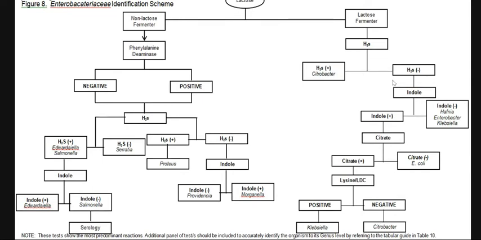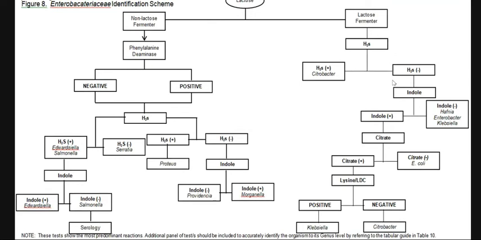But if this is positive, check the citrate. If it is citrate negative, then more likely this is E. coli. So if you go back to the upper portion of the algorithm, if it is H2S negative, indole positive, citrate negative, then that would be E. coli. So that's the simplest example that I could give you.